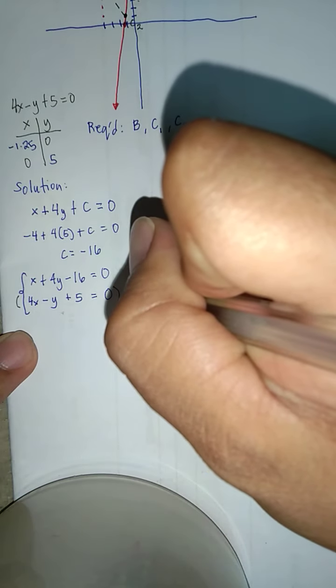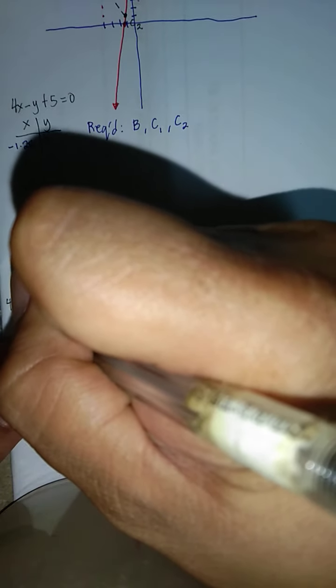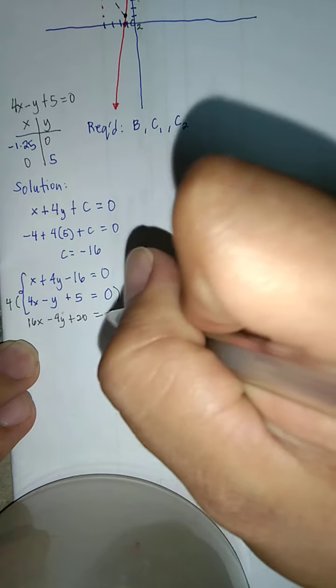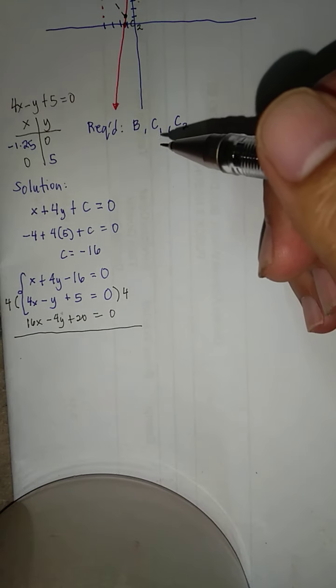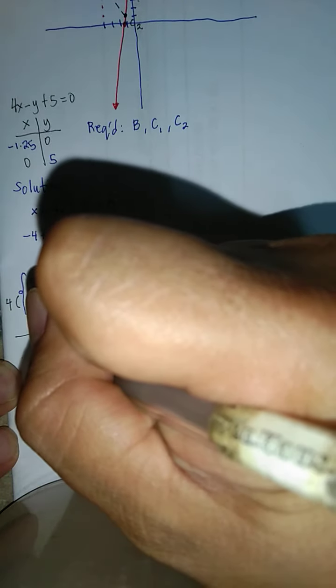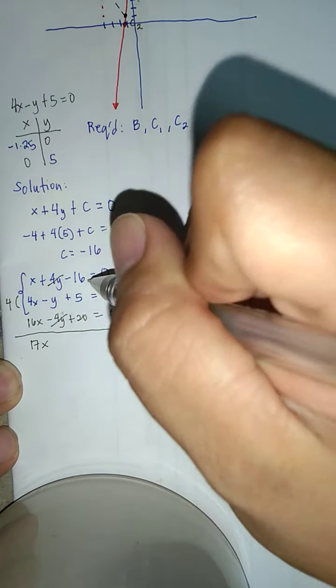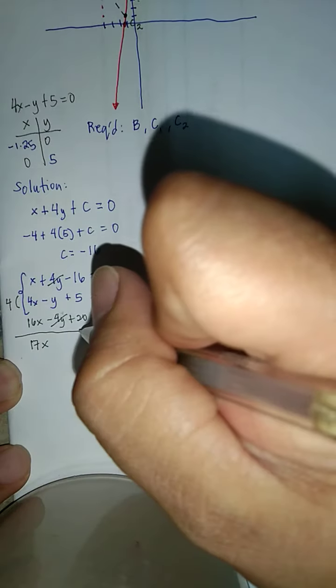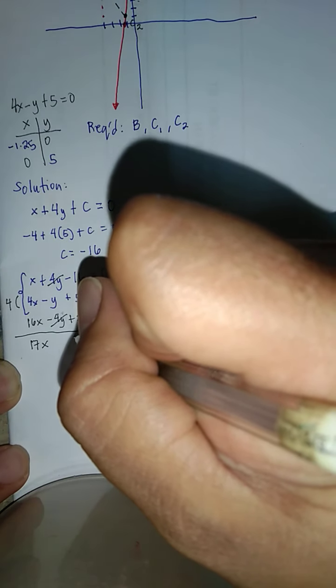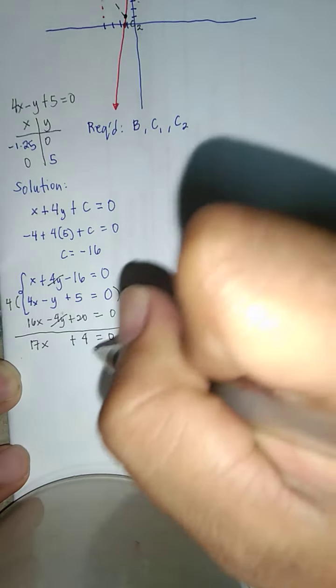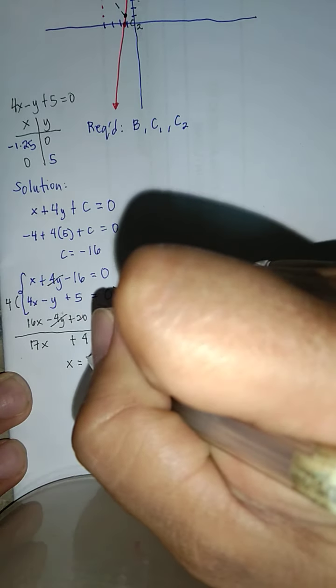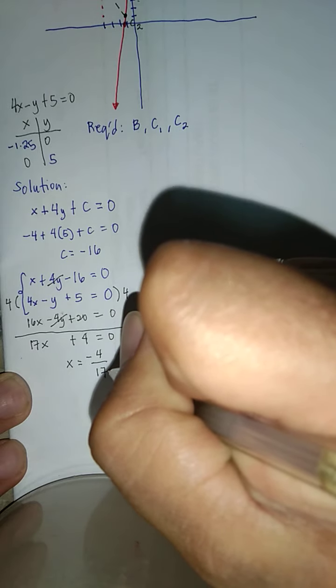So let's multiply the second equation by 4, so we can eliminate the variable y. You have here 16x - 4y + 20 = 0. Then we're going to add the two equations. So x plus 16x is 17x, while 4y minus 4y is 0, and then 20 minus 16 is 4. So 17x + 4 = 0. Solving, therefore, x is equivalent to -4/17.